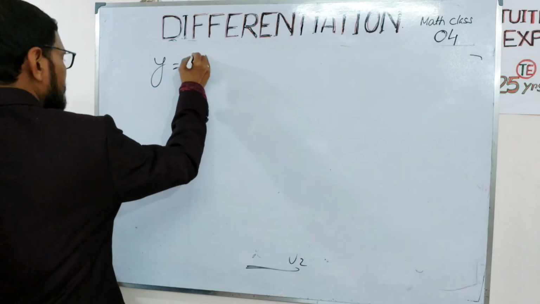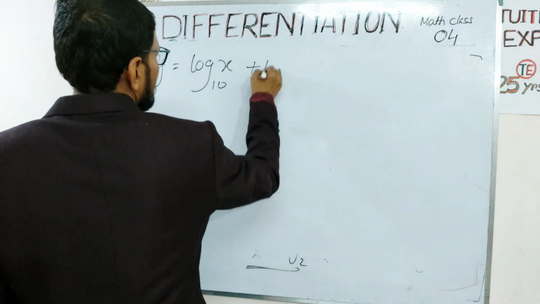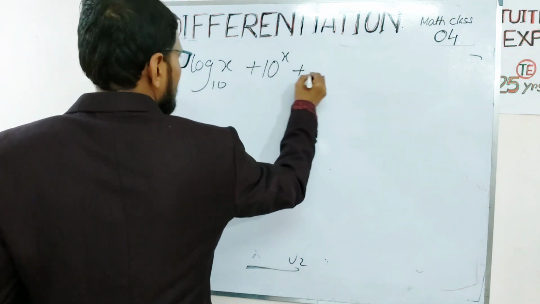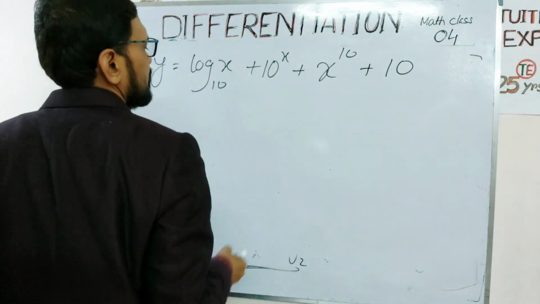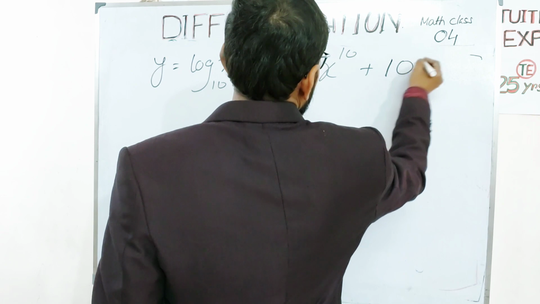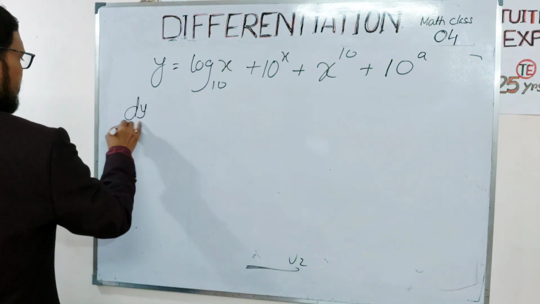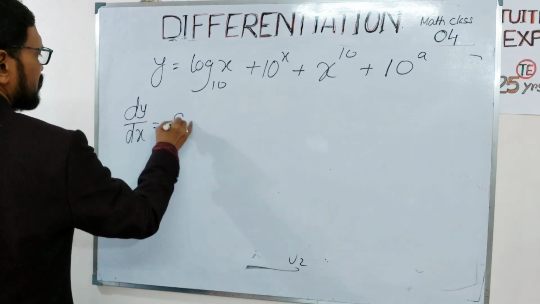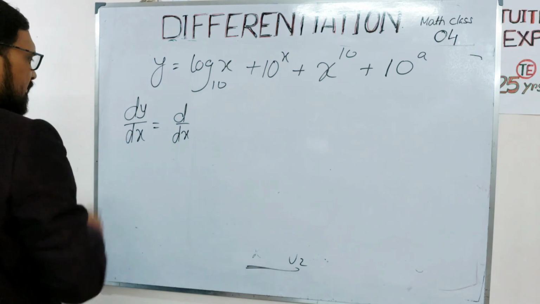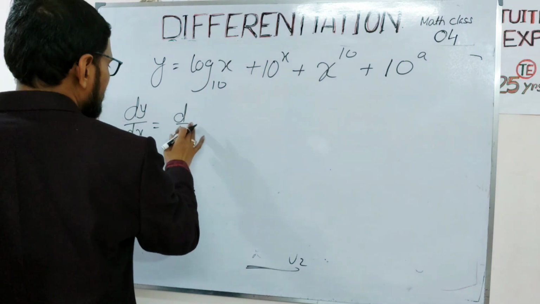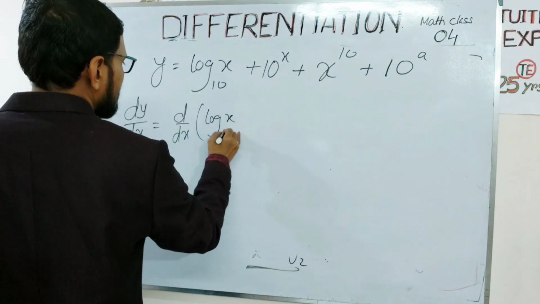Take y equal to log x base 10 plus 10 to the power x plus x to the power 10 plus 10 to the power a, where a is constant. Now what is dy by dx? dy by dx will be d/dx of this. This operator is d/dx, so we have to apply the operator d/dx to each term. For each term, log x base 10.